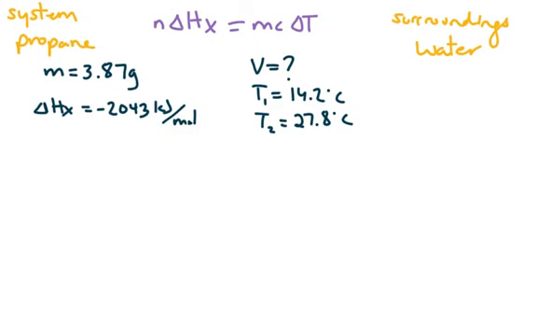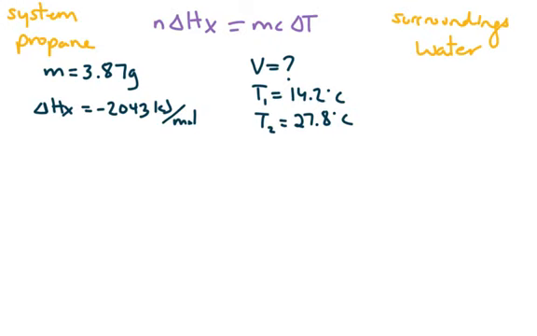So hopefully you paused and hopefully you got at least to this stage at a very minimum where you figured out that the system is propane and the surroundings is water. And then we have a mass of propane and a delta HX, or molar enthalpy of propane, so that's going to go on the left. On the right, we're looking for volume of water.